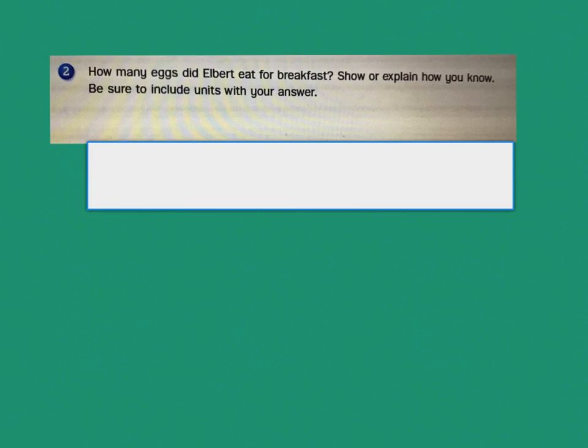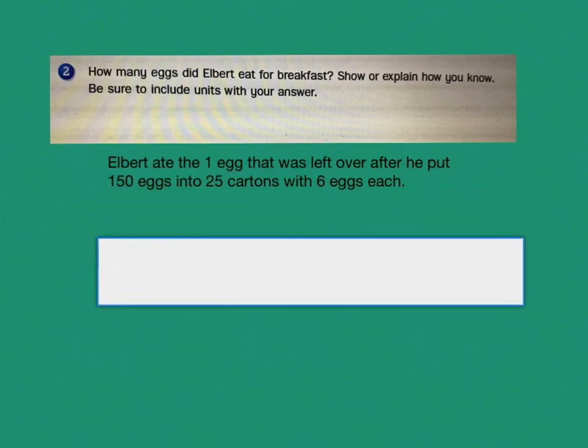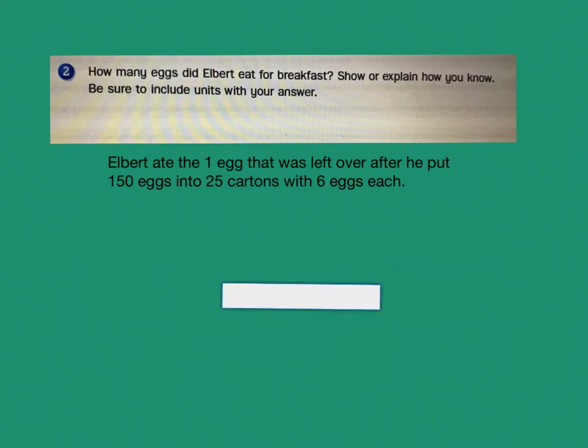Okay, so what I wrote down to explain with units is that Elbert ate the 1 egg that was left over after he put 150 eggs into 25 cartons with 6 eggs each. So I have here the fact that he ate the leftover egg, and I also included the details that he had 150 eggs in 25 cartons with 6 eggs each. Okay?